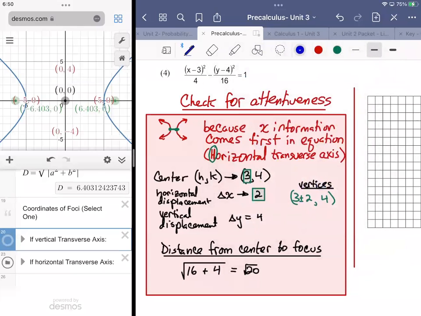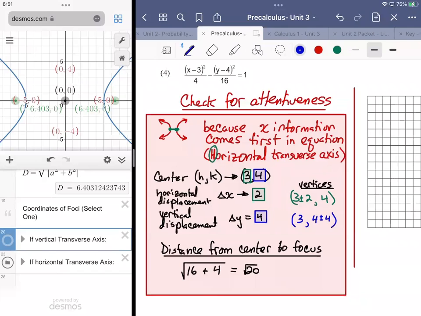Then for the vertical displacement values, we would start with the 3, leave that alone, then use the 4, the Y value of the center, add to it and subtract from it your vertical displacement. So I'd say 4 plus or minus 4. Those computations would give you the vertices without ever having to touch a piece of graph paper. All right.